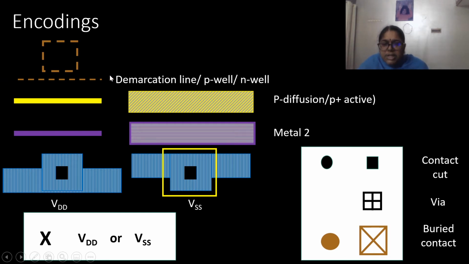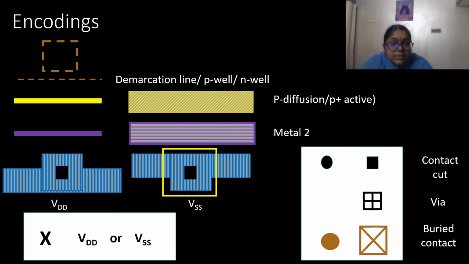The demarcation line is used whenever we are designing any circuitry using CMOS technology. When CMOS technology is used, we know that PMOS transistors and NMOS transistors are both used in the design. So, when the demarcation line is drawn, above the demarcation line PMOS transistors need to be drawn, and below the demarcation line NMOS transistors have to be drawn.